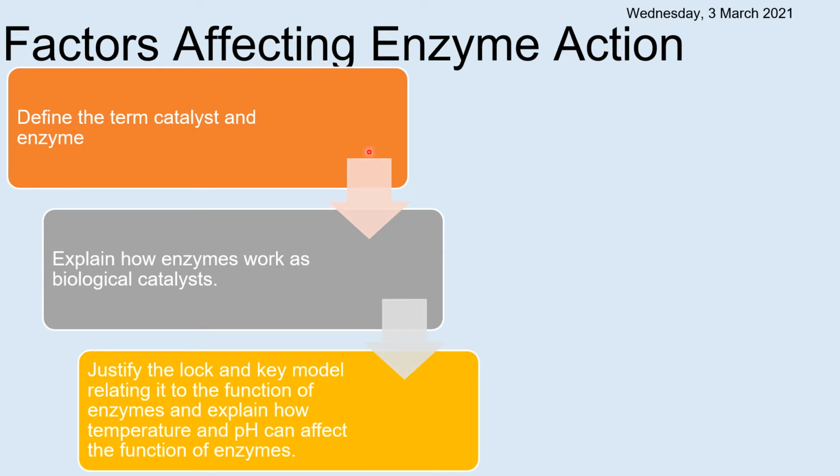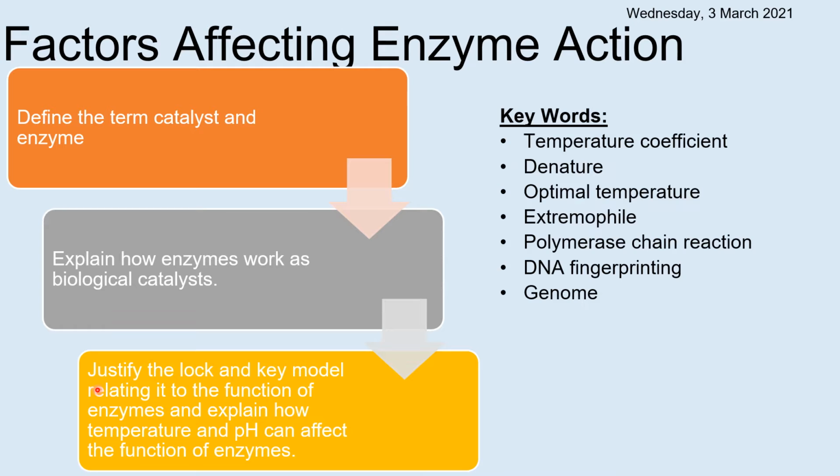You've got to define the terms catalyst and enzyme, explain how enzymes work as biological catalysts, justify the lock and key model relating it to the function of enzymes, and explain how temperature and pH can affect the function of enzymes. Your keywords for today are temperature coefficient, denature, optimal temperature, extremophile, polymerase chain reaction, DNA fingerprinting, and genome. I will have these keywords in the assignment brief so that you can look at them there.